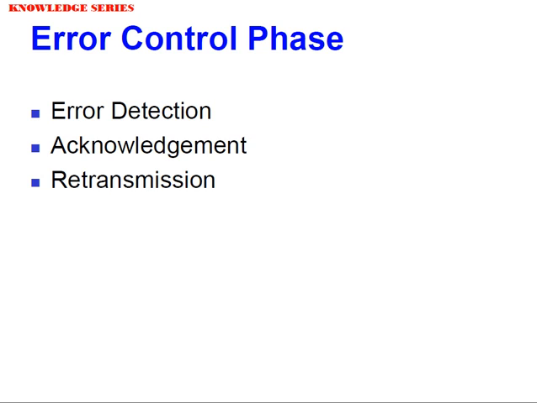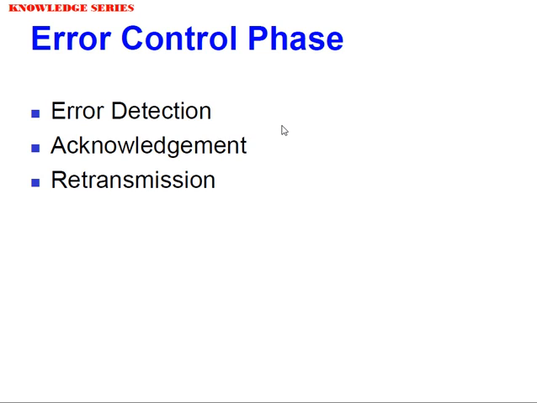Now we go to the next topic, the error control phase. In the error control phase, there are three parts: error detection, acknowledgement, and retransmission. This is very important. First, you have to localize and detect the error. Once that is done, you have to acknowledge, which is nothing but handshaking. If the handshaking is missing, then there is a retransmission.